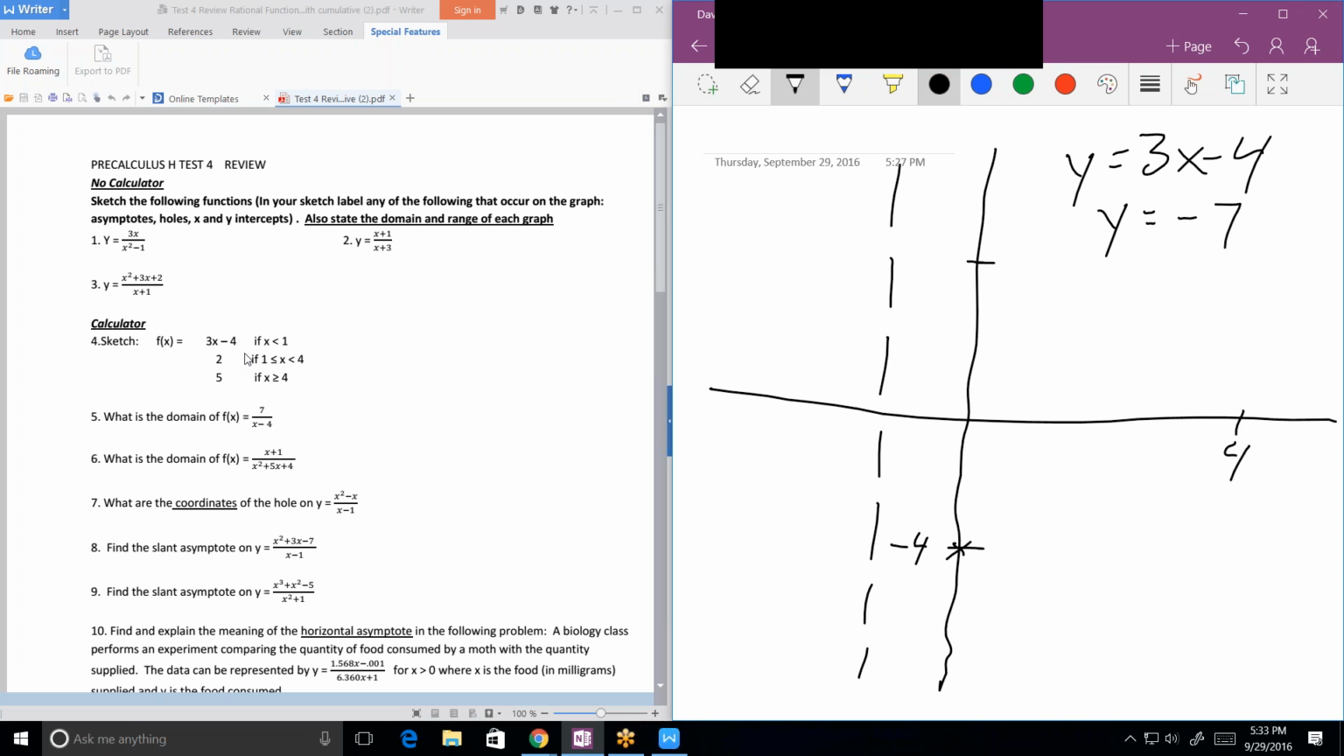Right. -1 times 3 is -3, -4 is -7. So that's where I start, at y = -7. Now I don't have to go to the y-intercept. I still have a slope of 3, but I can go down 3, left 1. So I get my line without having to use the y-intercept.